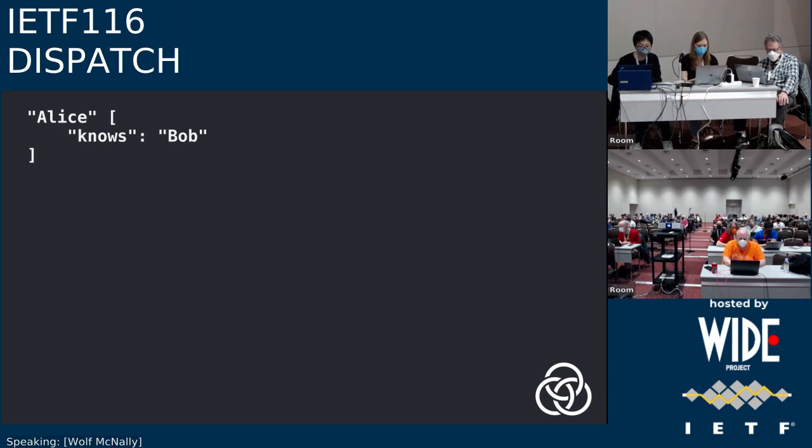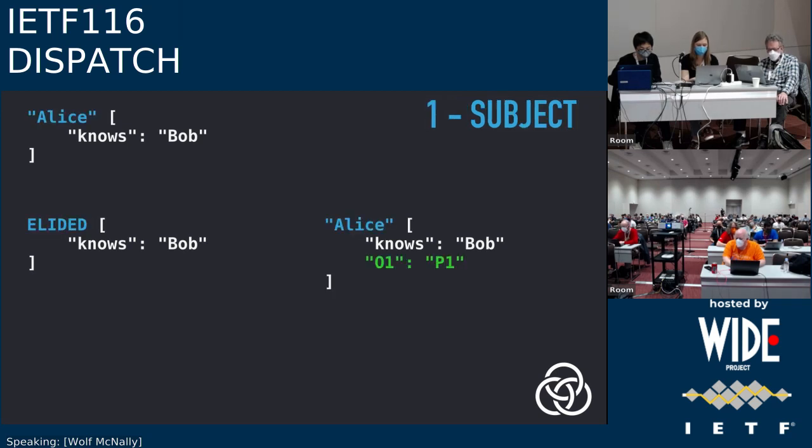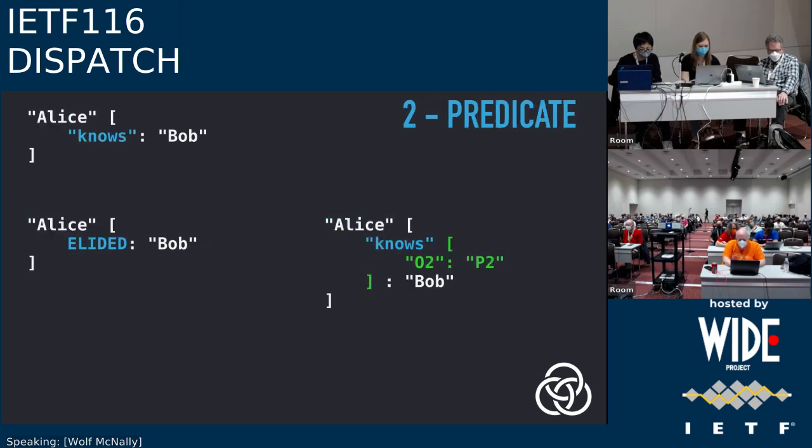So I want to show you briefly a little bit of the power of envelopes. In this case, we have this semantic triple. There are 5 positions where you can add additional assertions. So envelopes allow complex metadata or assertions with assertions as much as you like. In this case, we've added an assertion to the subject, Alice. This is the O1P1. We've added that assertion. The second location you can add them is on the actual predicate, in this case, knows.